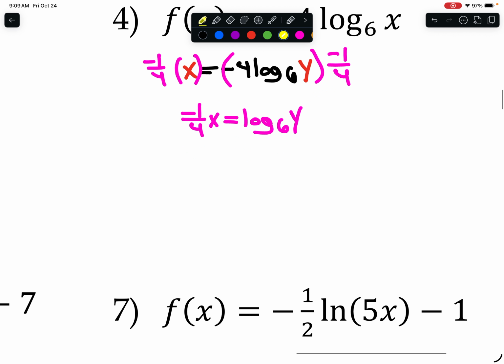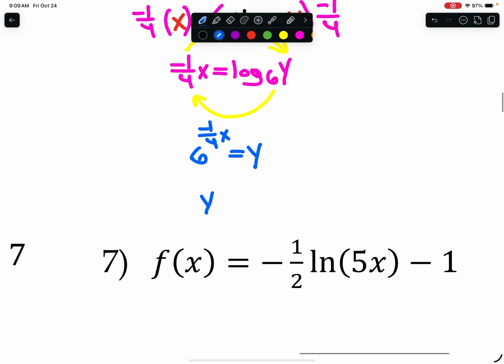And then I'm going to rewrite. So when I convert, that's going to give us 6 raised to the negative 1/4 x equals y. And then, of course, flip it over. So y equals 6 raised to the negative 1/4 x.